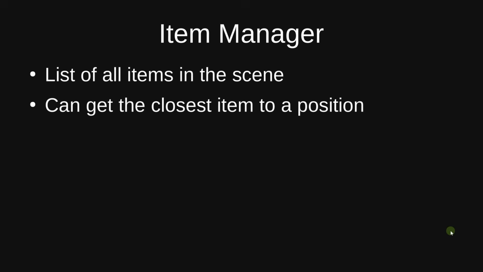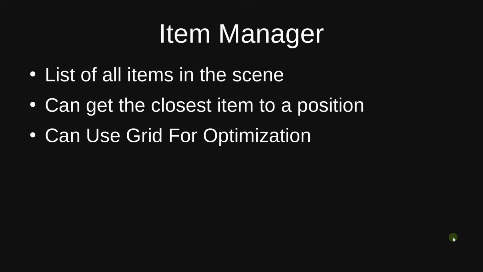Now let's talk about the item manager. This is a singleton that we'll add to our scene, and it will contain the list of all the items in the scene, and we can ask it to get the closest item to a position. This will be used by our workers to look for items and take them back to the stockpile. And for this, we'll use a simple list, but you can also use a grid for optimization.